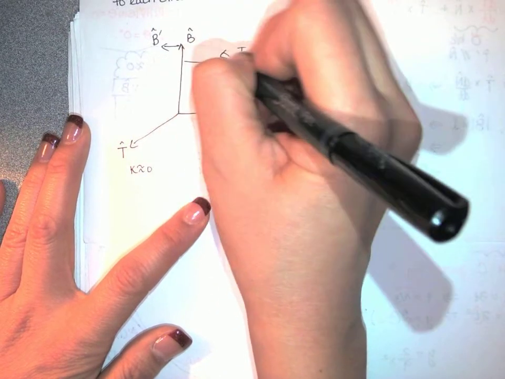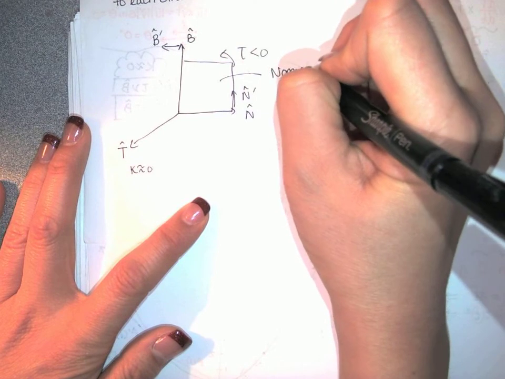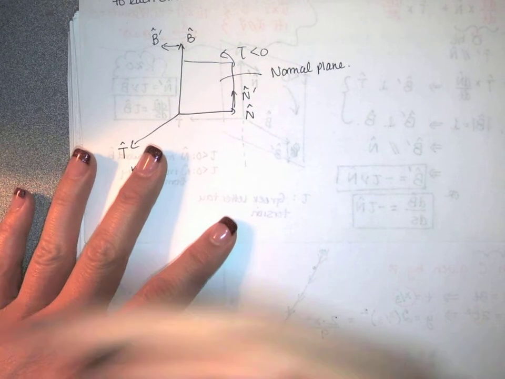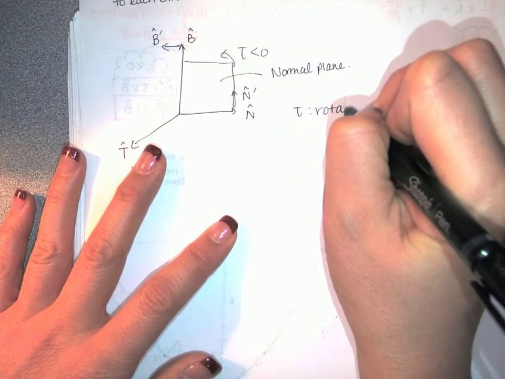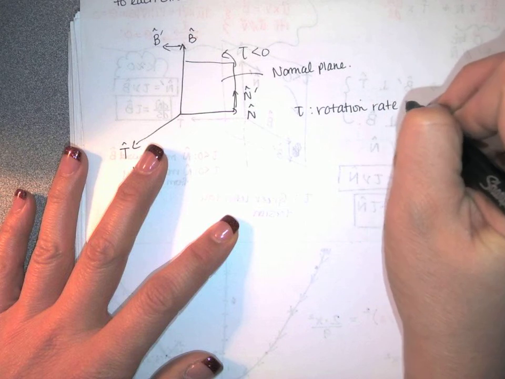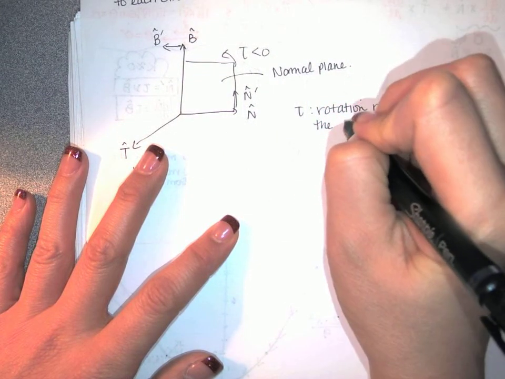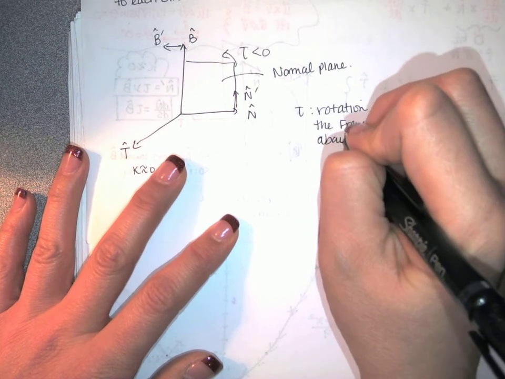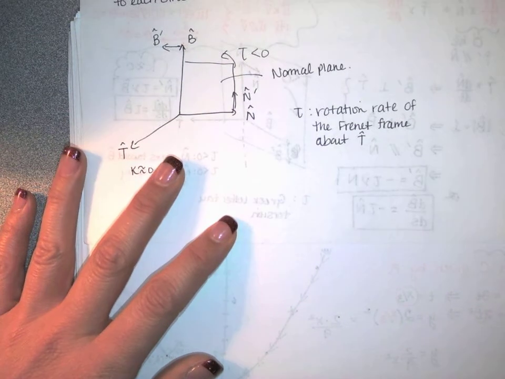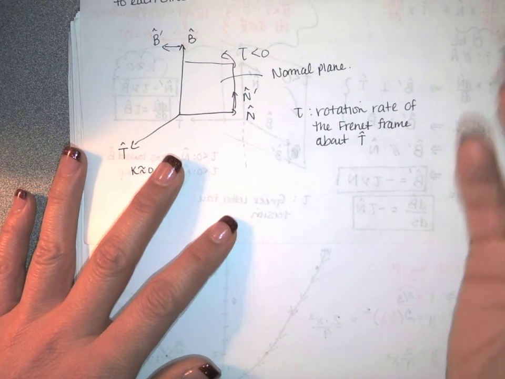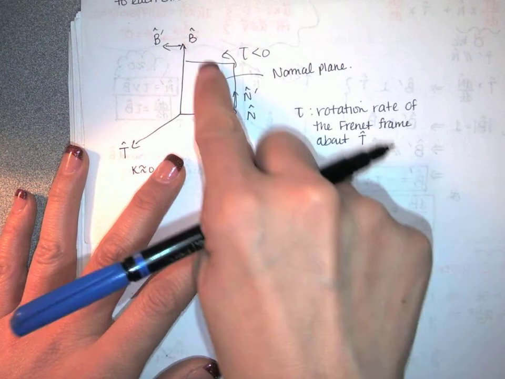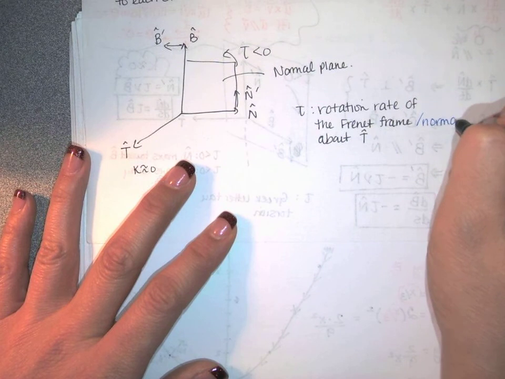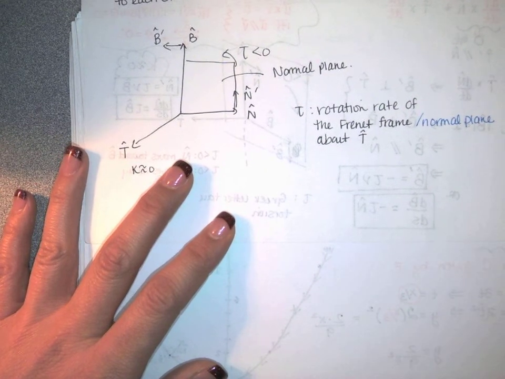Now this plane back here is called the normal plane. Sometimes people will say torsion is the rotation rate of the entire Frenet frame about the unit tangent. Now some other people will say it's the rotation of the normal plane. So this plane back here that contains N hat and B hat, we're thinking of that plane as rotating, and T hat is staying constant, about T hat.